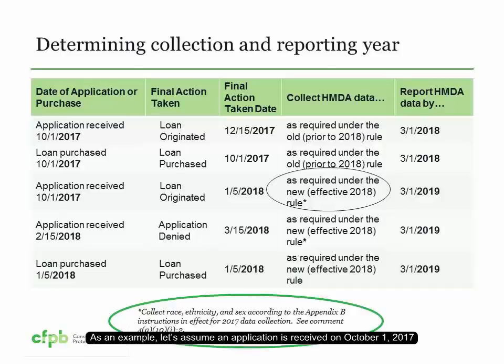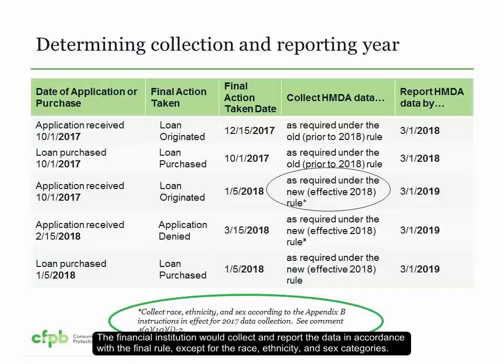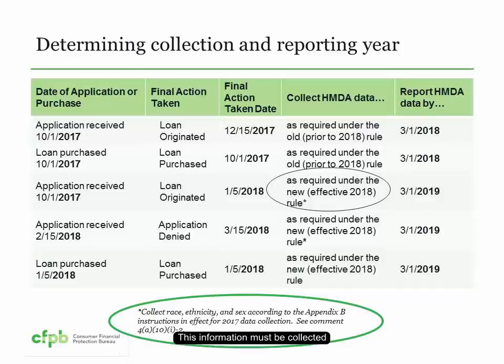As an example, let's assume an application is received on October 1, 2017, and final action is taken on January 5, 2018, as shown on this chart. The financial institution would collect and report the data in accordance with the final rule, except for the race, ethnicity, and sex categories. This information must be collected in accordance with the Appendix B instructions in effect in 2017, at the time of application.